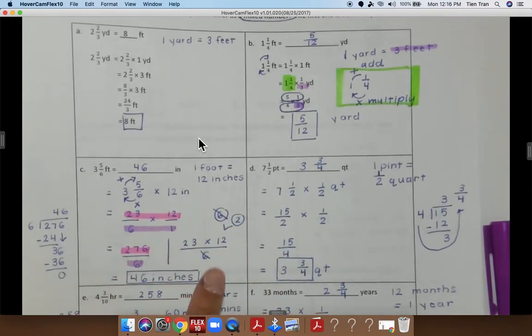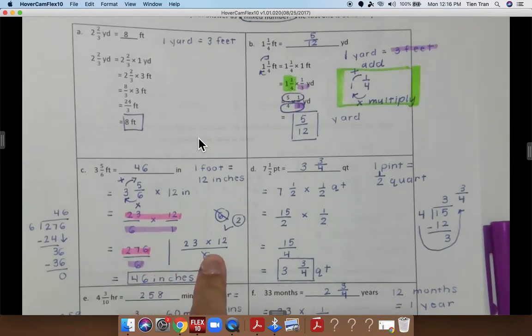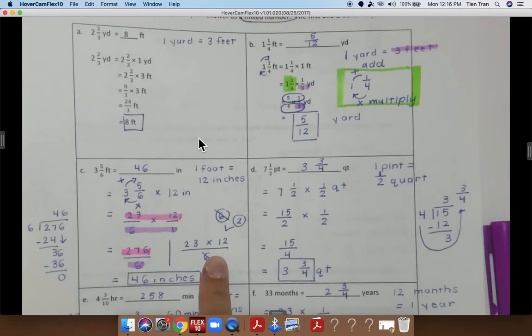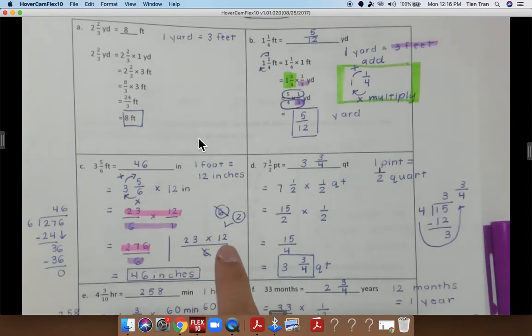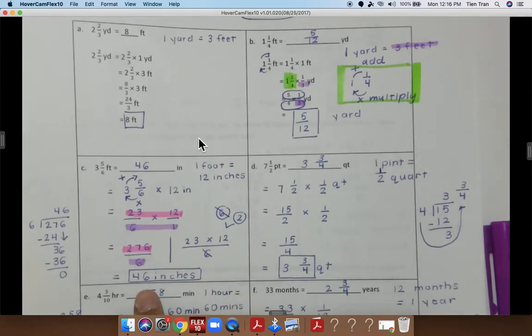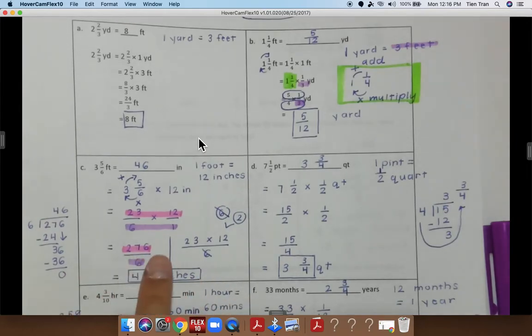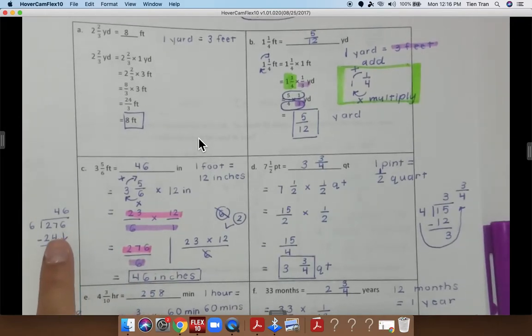Now there's two ways to solve for this. You can either solve it this way and then divide, or you can do it the other way where you break down your 12 into two factors, 6 and 2, and you cross off your 6. So what you would get is 23 times 2, which is still going to give you 46, or you can divide 276 divided by 6, and that's what I did here.